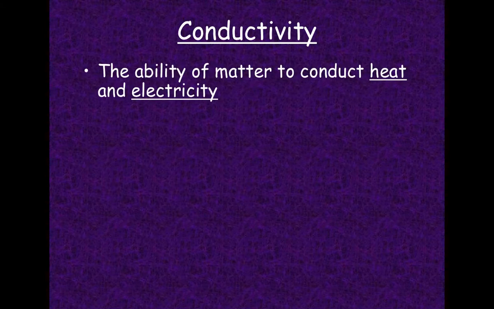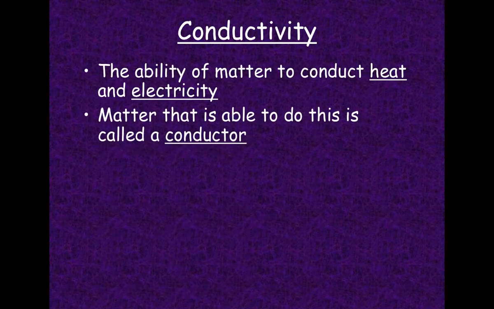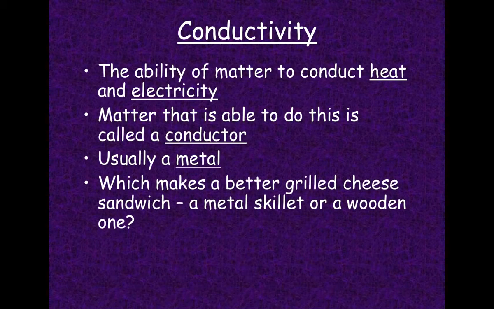Okay, the second physical property is conductivity. Now, conductivity is basically the ability to move heat and electricity. This is one of the few physical properties we can actually observe without changing the shape of something. Okay, matter that is able to conduct is called a conductor, and it's usually a metal. A good way to think about this is which would make a better grilled cheese sandwich, a metal skillet or a wooden one? Well, obviously the metal one does because it is a better conductor. Wood does conduct heat, but not as well. It would take a really long time to make a good grilled cheese sandwich using a wooden skillet.